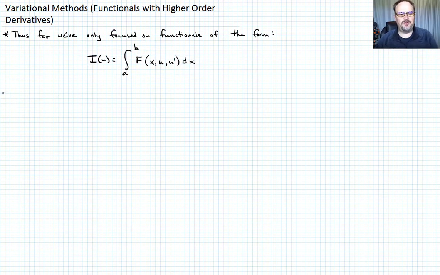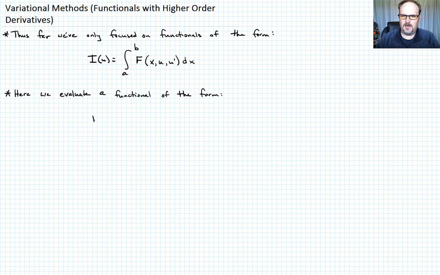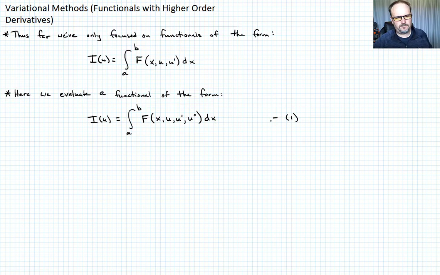So what we want to do here is evaluate a functional of the form I of u is equal to the integral from a to b of f of x, u, u prime, but now this f will also be a function of u double prime, dx. Let's call that equation 1. So we're going to treat this as an example of how to handle functionals of higher order derivatives.